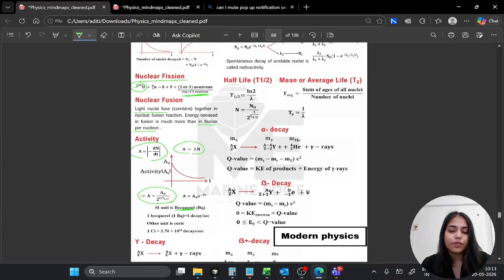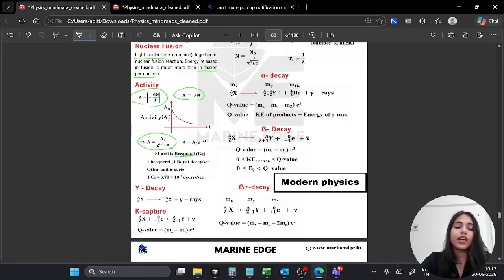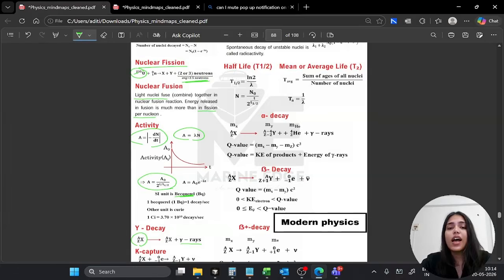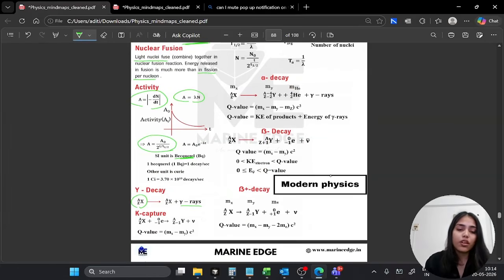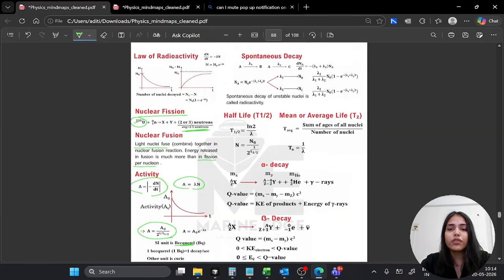Now, moving forward, we have the gamma decay. When we add gamma rays to some existing atom, the gamma rays are deflected out of it. Then we have the K capture, and that is also given with this formula. The mass that is lost through this is calculated using this. Now, moving forward, we have the half-life and mean or average life of any nucleus. That is the amount of time taken for half of the nucleus to decay, and that is easily calculated by ln 2 upon lambda.